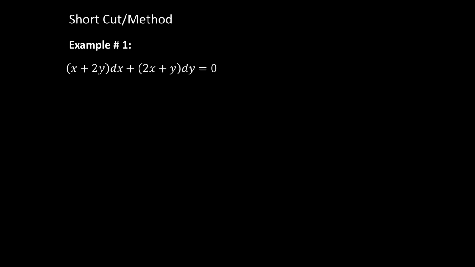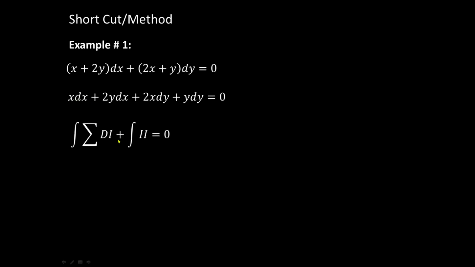X dx plus 2y dx plus 2x dy plus y dy equals 0. Okay, very good. So that is the next step. And then after na na-distribute ang dx and dy to its term of its binomial in our given differential equation, ililista natin yung mga direct integrable at saka indirect integrable. Direct integrable na kapag ang given mo is x and then ang operator mo is dx. X dx and y dy are both direct integrable.